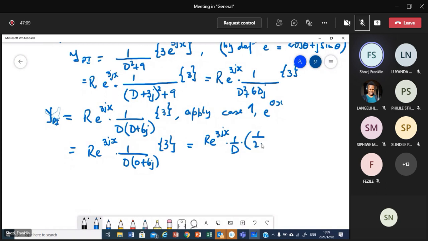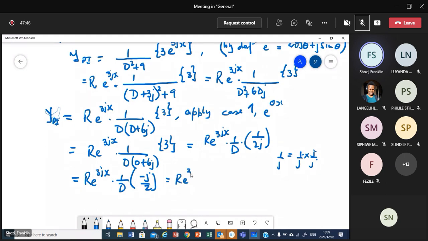That's 1 over 2j. That will be left after I've simplified that. Now rationalize the denominator, 1 over j. You recall I said it can be written as minus j. So it's the real part of e to the 3jx times 1 over D into minus j over 2, because 1 over j is 1 over j times j over j. This is j times j squared, which is just minus j. And 1 over D means what? Integrate. So it's the real part of e to the 3jx times minus jx over 2.